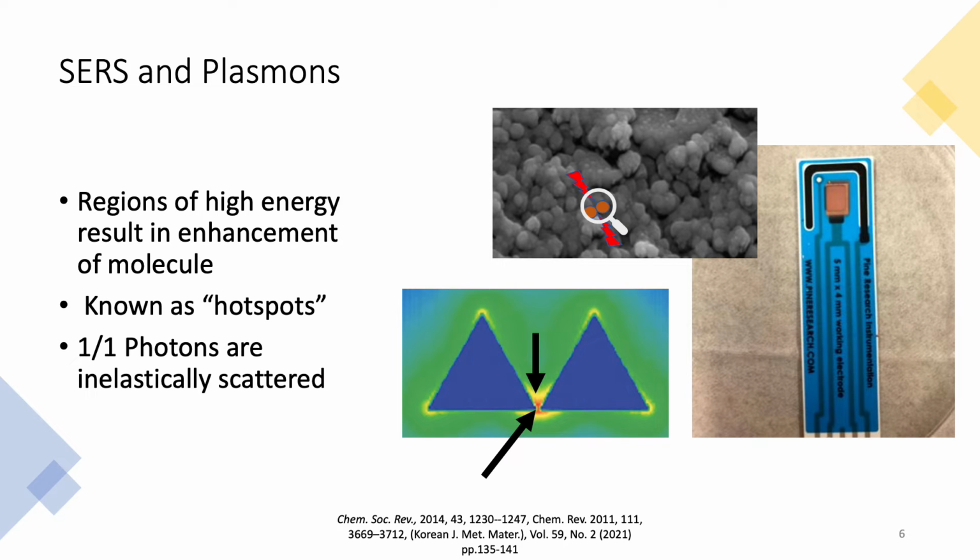So SERS and plasmons. As I mentioned earlier, we use a coinage metal that is capable of supporting plasmons. So we can deposit some sort of metal onto our carbon screen-printed electrode, and we can use our monochromatic light and form these regions of high energy and high enhancement for our molecule. And we call these hotspots. Here, when we use a coinage metal, we are able to have 1 in 1 photons inelastically scattered, compared to regular Raman, when 1 out of 10^6 photons are inelastically scattered. This is a much more enhanced technique.